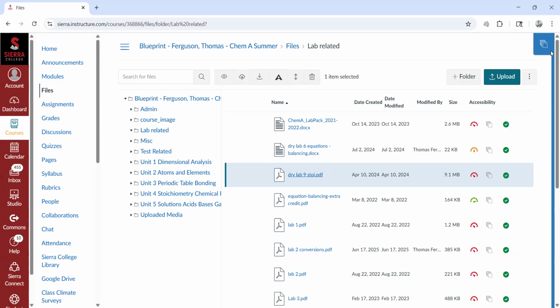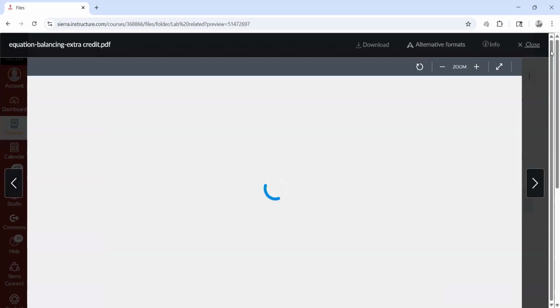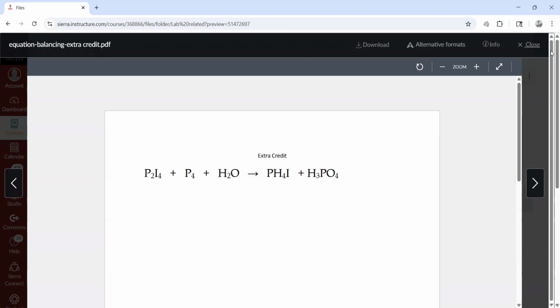So I'm going to give you a preview of a little extra credit problem. For extra credit, balance that. So who in here has had balancing equations before? Anyone? Okay, so if you had high school chemistry, you probably had balancing equations.